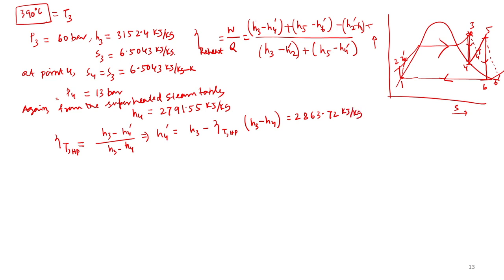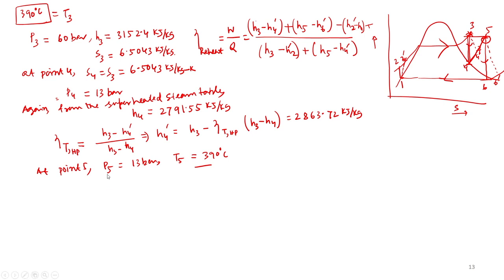So, again at point 5 we need to find out. Okay. So, at 5, so here what happens? This is the pressure line and this is at 13 bar. Okay. So this P5 is at 13 bar and T5 is 390, because it is said that at the same temperature we have to heat it. So that means T5 is also 390, but this pressure line is 13 bar. Okay.